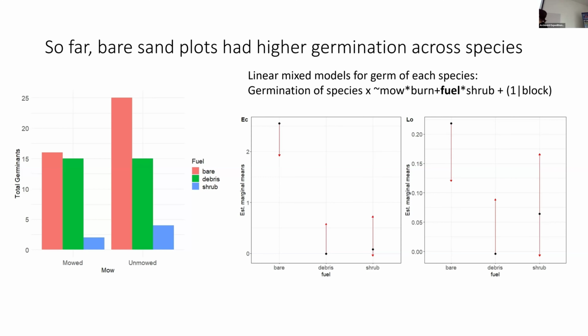However, it wasn't statistically different between mowed and unmowed. And so that's really the only difference that we have found so far. Here on the right, these are estimated marginal means graphs. And when the red is not overlapping, that's when it's a significant difference. So as you can see, the bare sand plots on these were overall higher in a significant way. This is for Eryngium and Liatris. We haven't seen any Hypericum germination so far.